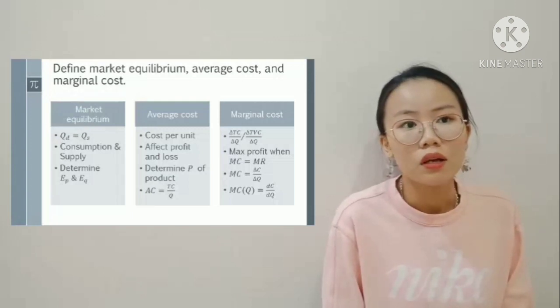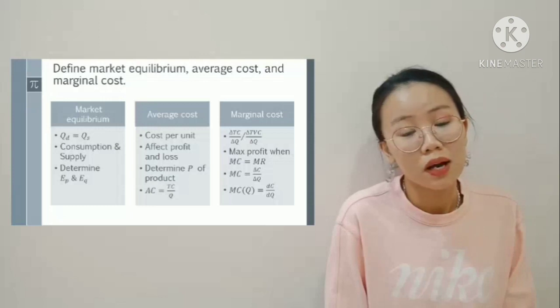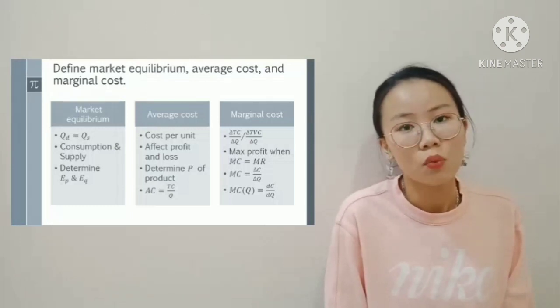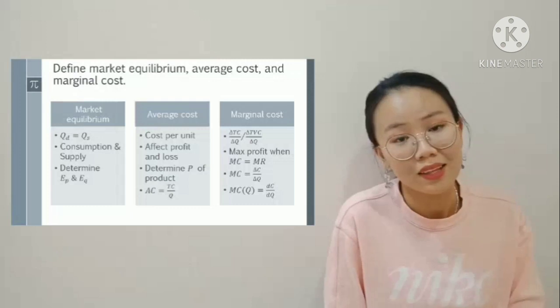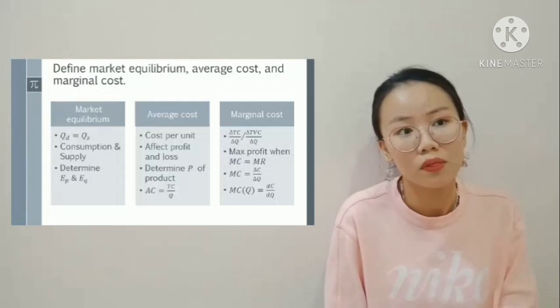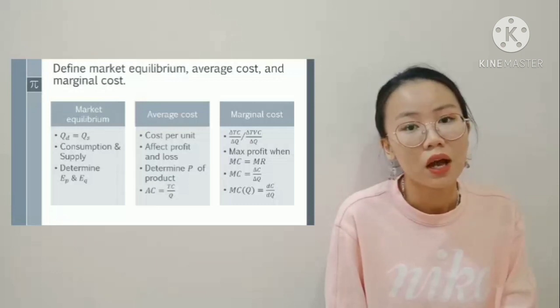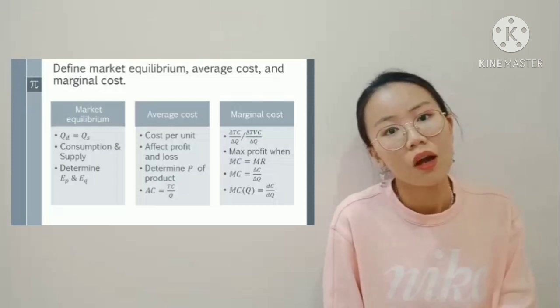In other words, market equilibrium is when the buyers are willing to buy the goods and services and simultaneously the sellers are willing to sell their goods and services. Market equilibrium is a stability point and it determines the equilibrium price and the equilibrium quantity to ensure the maximum efficiency of the market and to ensure there is no surplus and shortage.